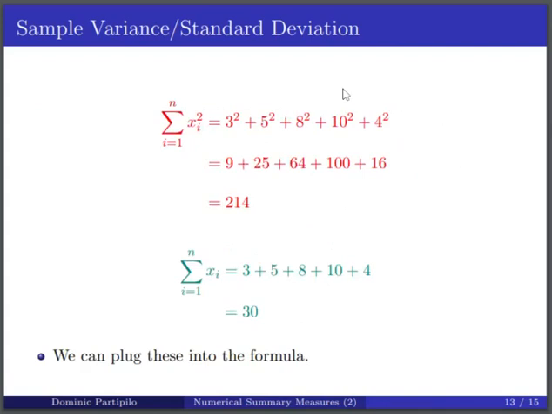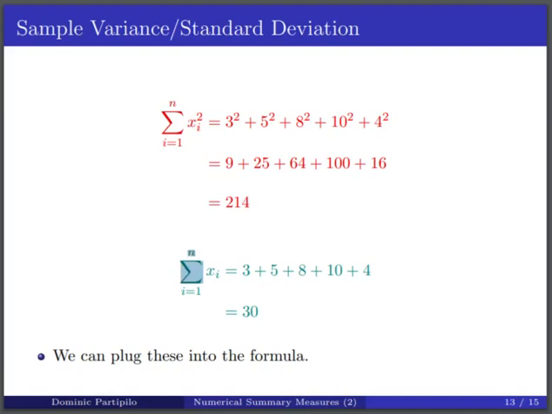So to get the sum of the squared x's, we need to take each of the data points and square them and then sum them up. So remember our data points were 3, 5, 8, 10, and 4. So we're going to square each of these and then sum them up. That sum is going to be 9 plus 25 plus 64 plus 100 plus 16, and we end up getting 214. So that whole sum, this piece right here, is going to be 214.